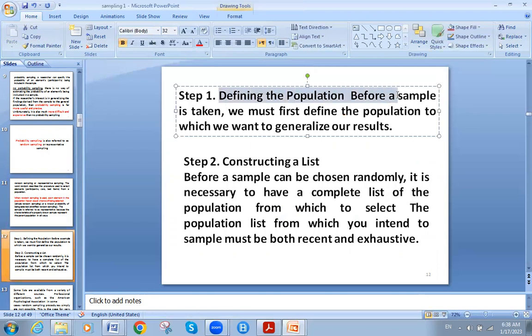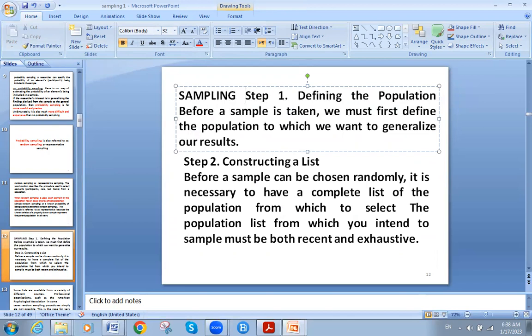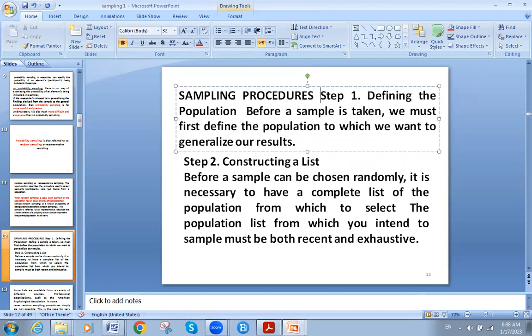Define the population before a sample is taken. The procedures of sampling. These are the sampling procedures or protocol. What will we do for the sampling?